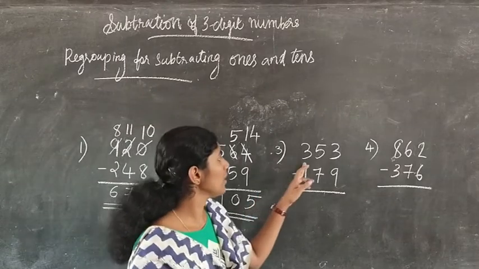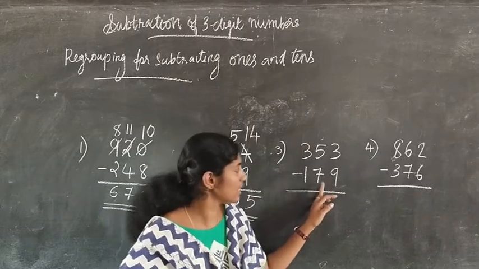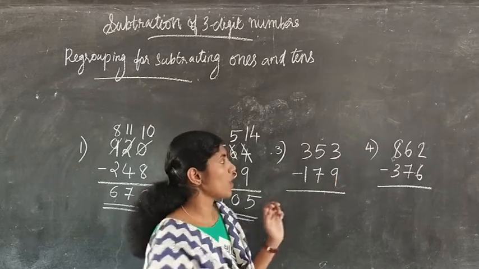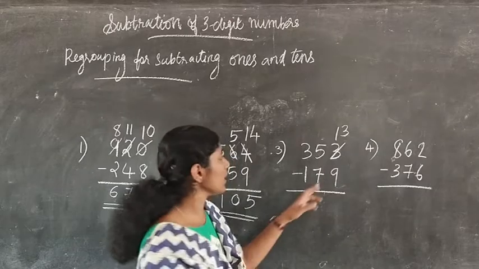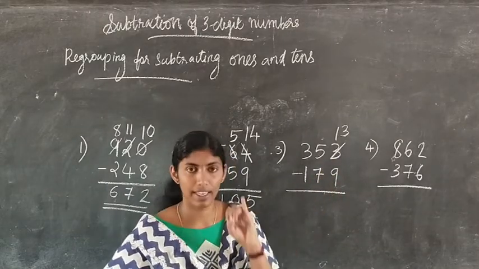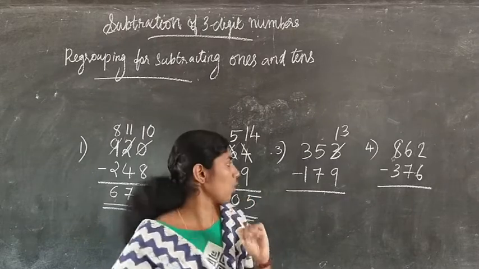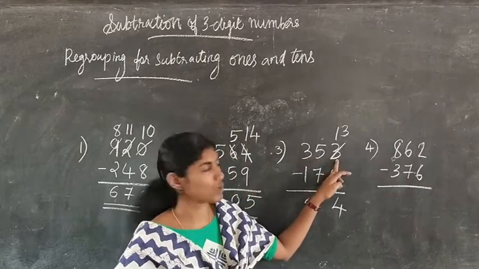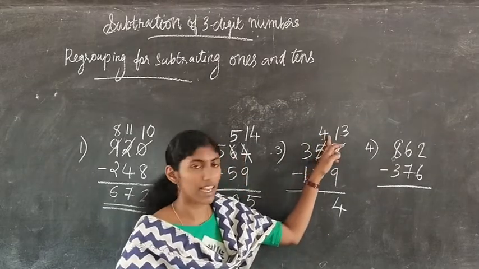Then next question, 353 minus 179. First, here 3 is less than 9, so we have to borrow 10 and regroup as 13. Then 13 minus 9. For that, we can count forward after 9. That is 10, 11, 12, 13. How many are there? Yes, 4. So write 4 here. Then since 10 was borrowed by this ones column, here we have only 4. And also we know that 4 is less than 7.